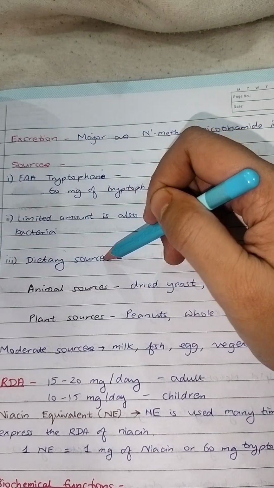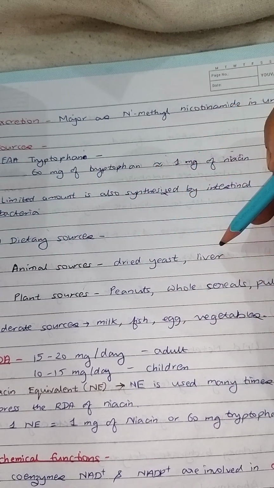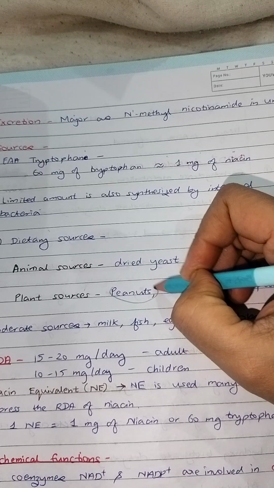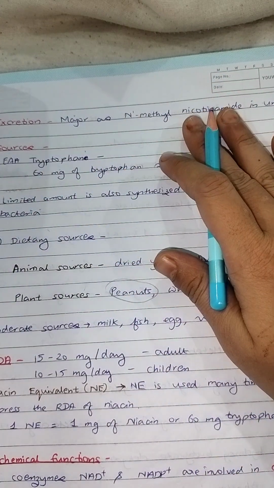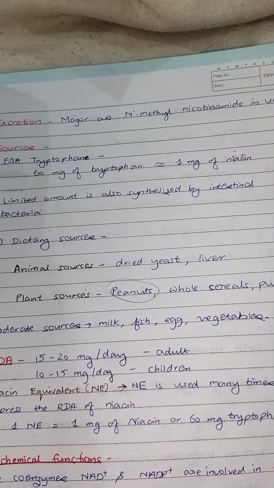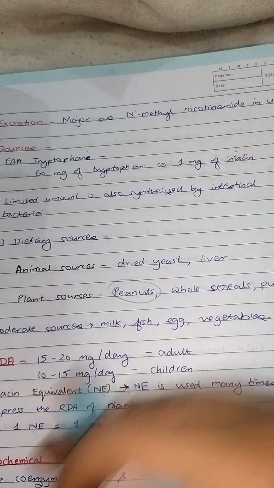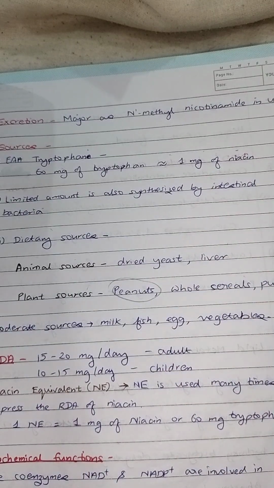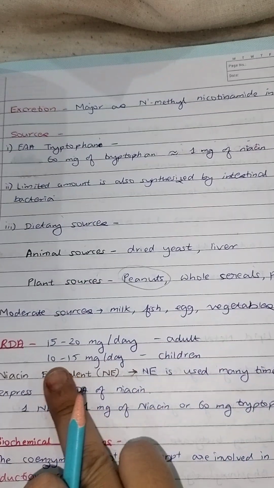Now coming to the dietary sources, animal source and plant source. Animal sources: dried yeast, liver. Plant sources: peanuts are a good source, whole cereals, pulses. This B complex, what we have seen till now, is mostly present in our cereals, that is rice, the upper bran of rice. So a good source of B complex vitamins are our cereals, which are a major part of the bulk of our Indian diet. Moderate sources are milk, fish, egg, vegetables.